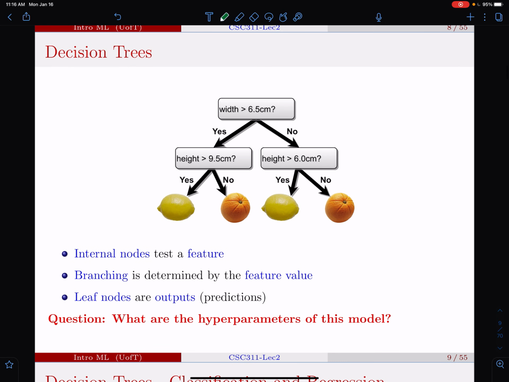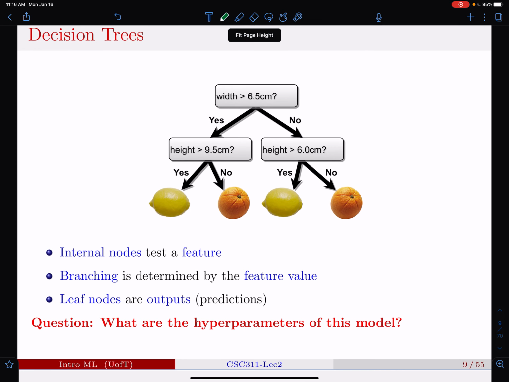Right, so this is just specifying what we talked about in a little bit more detail. We call each of these nodes. Nodes are basically each point where you have to make a decision and evaluate a feature. Branching is determined by the feature value, and then the leaf nodes are our outputs, so the predictions. So eventually, when you end up at the bottom of a tree, we don't fork anymore. We just make a decision.